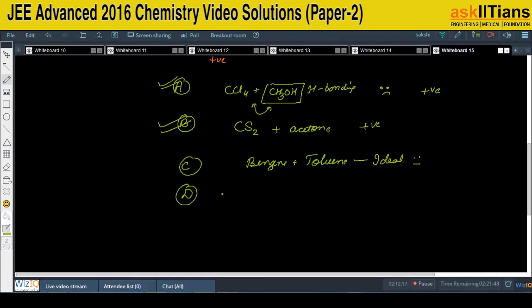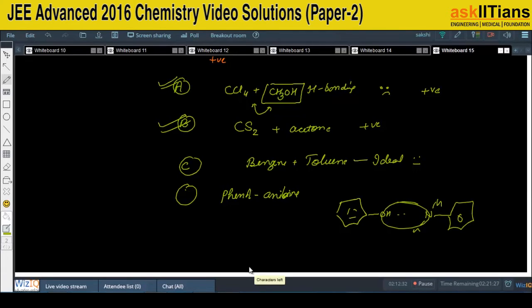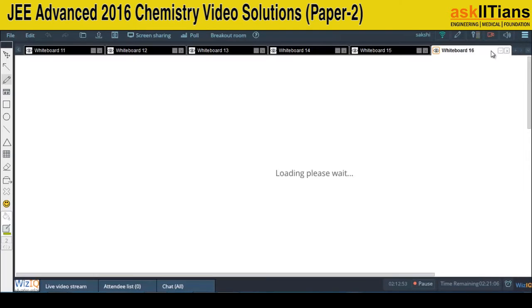And option number D, if I say phenol and aniline. When phenol is added to aniline, so you have OH and then you have NH2. Now there will be a strong hydrogen bonding that will result in the final formation, and hence you can say that this fourth option D is also not correct, because it will be showing us a negative deviation. So students, this was all about question number 30. Now it's time that we should move over to another question. This question that I'll be talking about is question number 31.